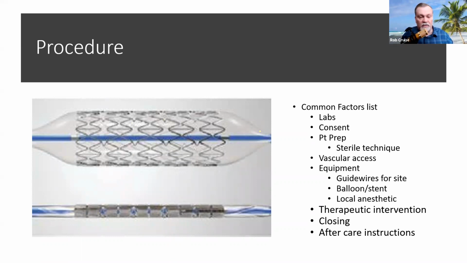So your balloon length is specified by the physician, because they know how long that stenotic area is going to be, and you want to get the right size balloon so that you're not affecting the non-stenotic walls, right? Your stent also is going to be defined by the interventionalist, and they'll tell you what stent they want and what balloon size.